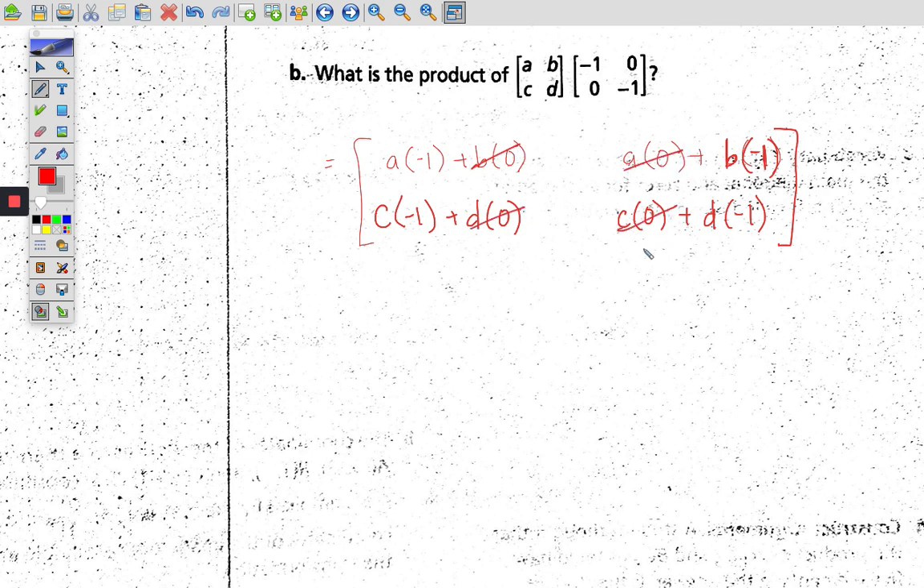Anything with 0 can be canceled out. A times negative 1 is a negative A. B times negative 1 is negative B. C times negative 1 is negative C. D times negative 1 is negative D.